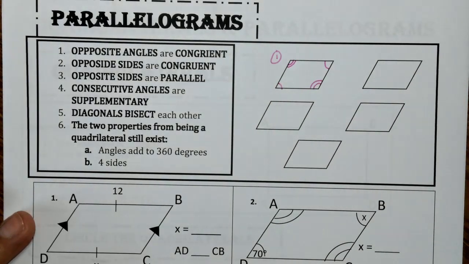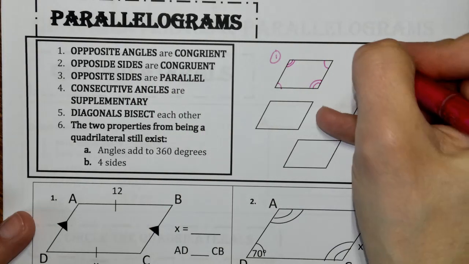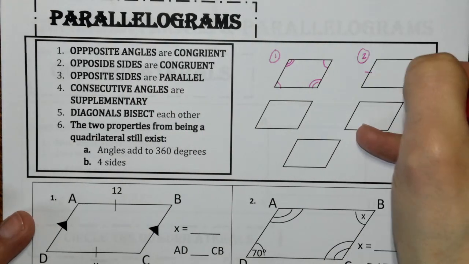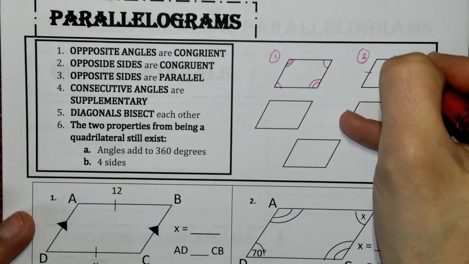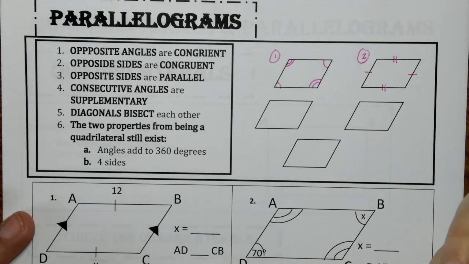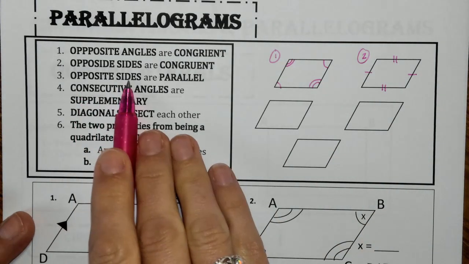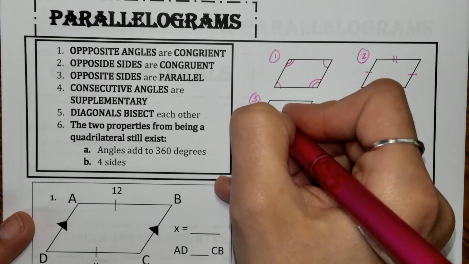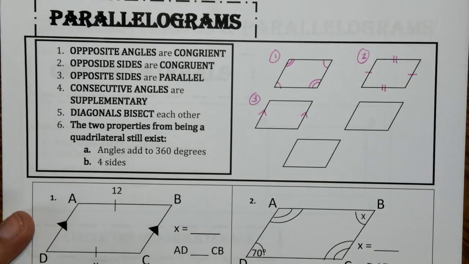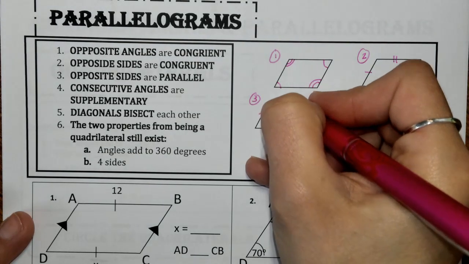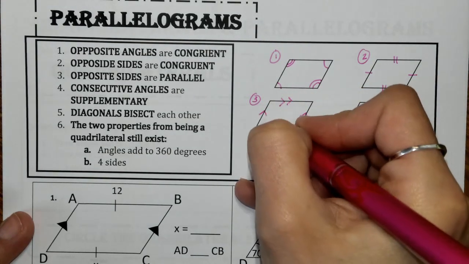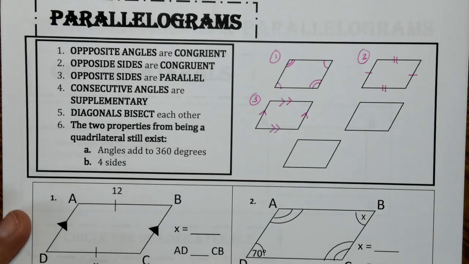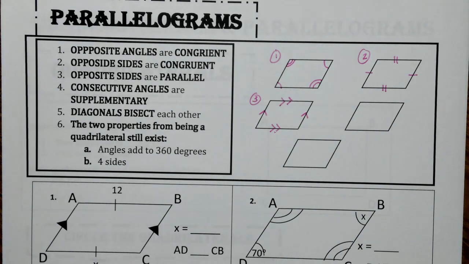Not yet. We have our opposite sides are congruent. So over here, we'll say the opposite sides, these two are congruent, and right here, these two are congruent. Next, we have opposite sides are parallel. Remembering what our parallel symbols look like, they're either going to be arrows like this, or you may see triangles. These two are parallel, and right here, these two sides will be parallel. Just like with congruency, we need to add an additional marking there.